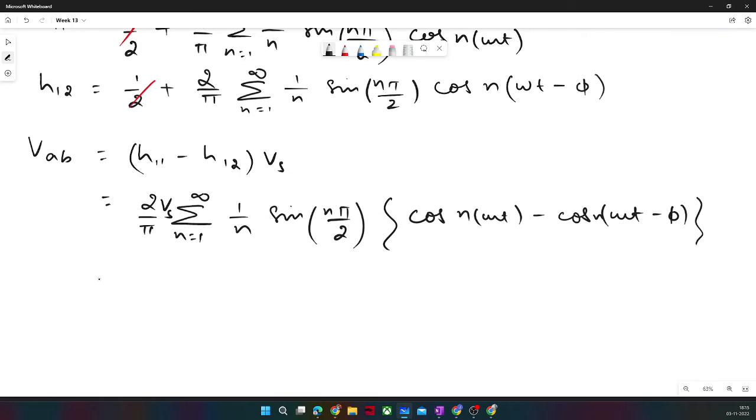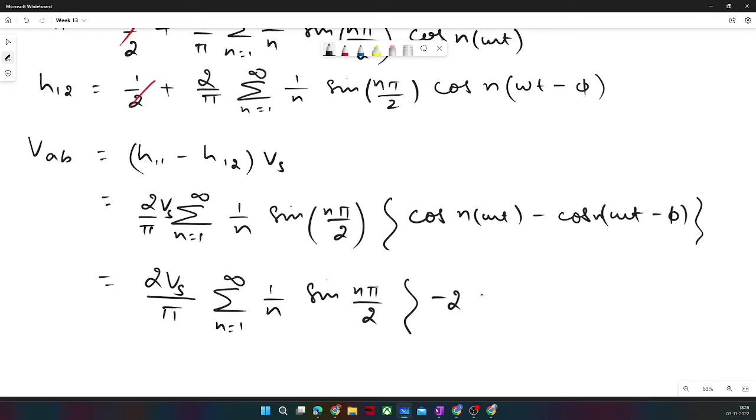Doing further calculation, you will get 2 Vs by pi summation n is equal to 1 to infinity 1 by n sine n pi by 2. And if you do cos A minus cos B, that would be minus 2 sine of (B plus A) by 2 sine of (B minus A) by 2. So sine n omega t minus phi by 2 into sine n phi by 2.